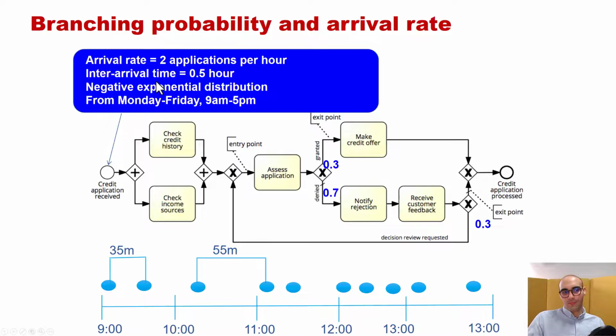And then for the arrival rate, if we have 2 applications per hour, that means we have half an hour between every 2 consecutive applications. So we can represent that using exponential distribution, just because on Monday sometimes we have more applications than on other days. So you need to consider the calendar in your distribution too, into your arrival rate distribution. So this is for the arrival rate and the branching probability.